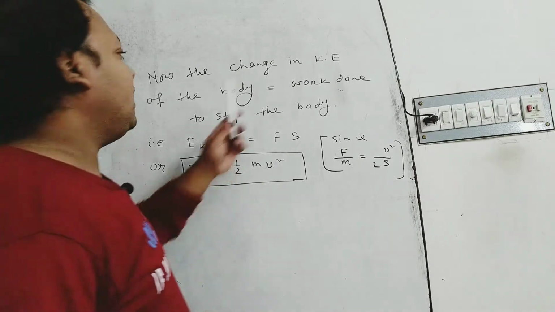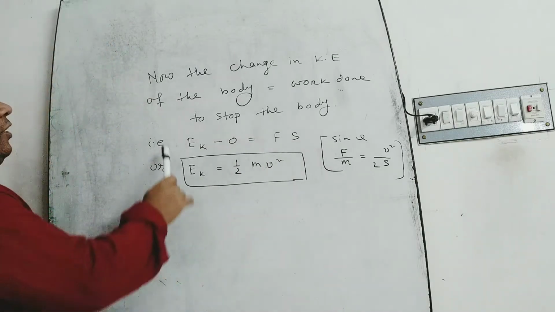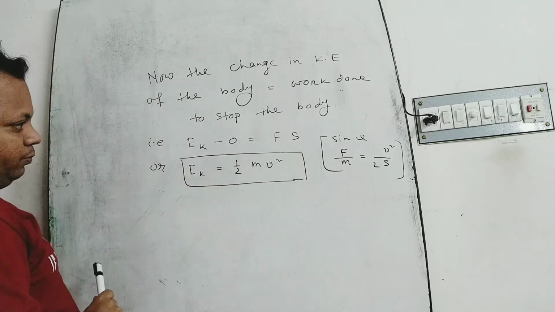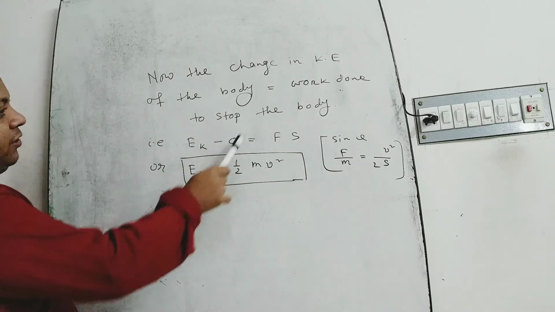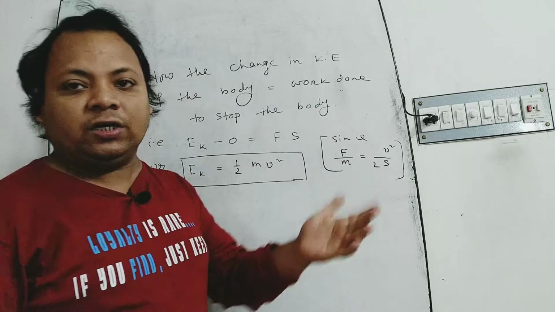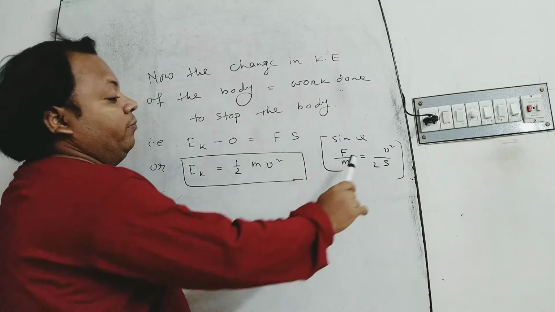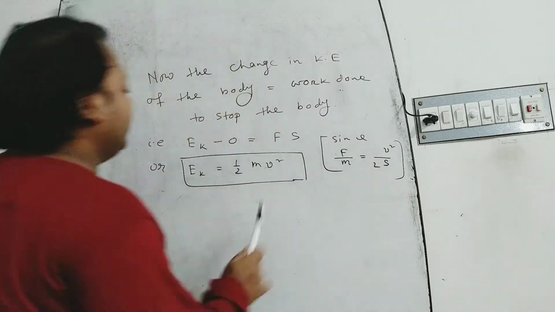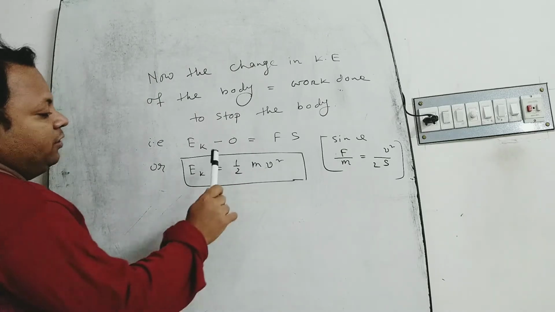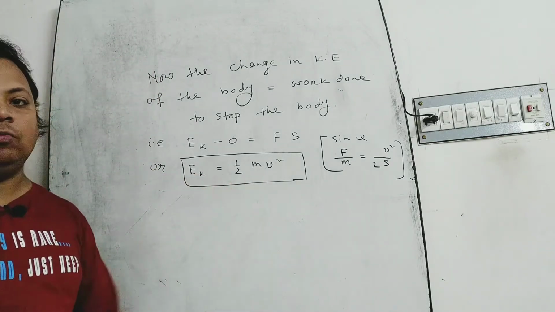Now, the change in kinetic energy of the body is equal to work done to stop the body. Its initial kinetic energy is Ek and final kinetic energy is 0. Therefore, Ek minus 0, the change in kinetic energy, is equal to force into displacement. This is the work done against the motion of the body. And we know that F by m is equal to v square by 2s. Therefore, we can easily write that Ek is equal to half m v square. That is, kinetic energy of the body is equal to half m v square. This is the expression of the kinetic energy of the body.